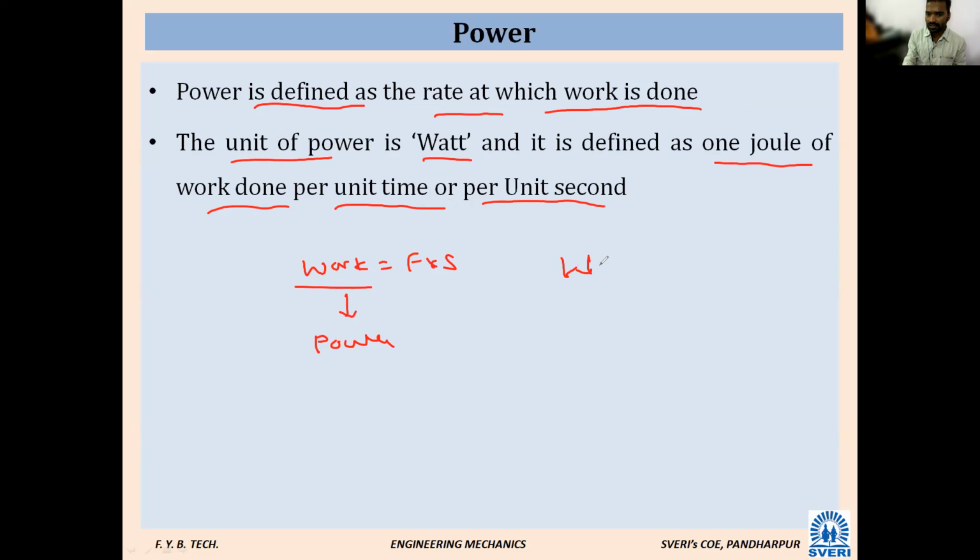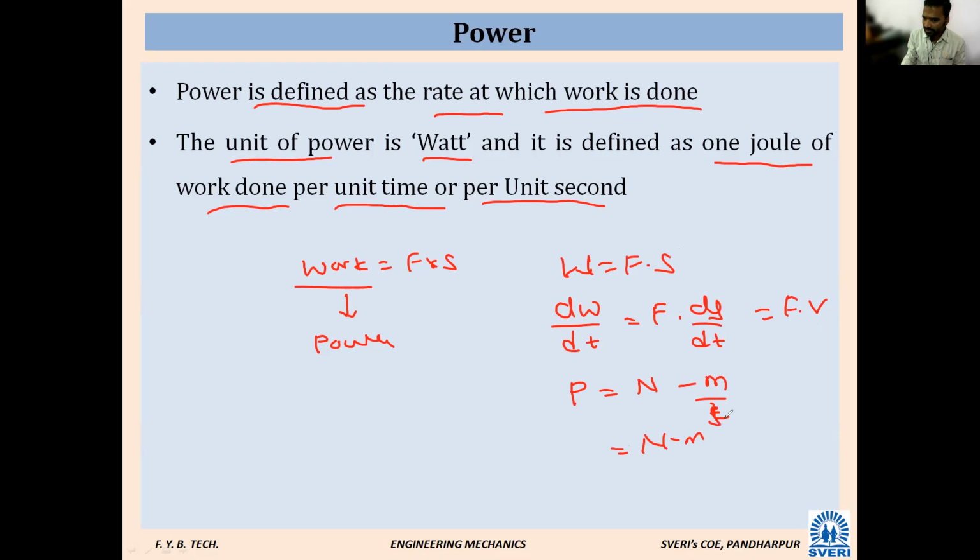So if you take W is equal to F into S, then dW by dt is equal to F, constant force, I will take outside, so ds upon dt. That is power, and force is in Newton, distance is in meter divided by time t. Okay, you can take here F into V also, ds by dt is V. This is Newton meter, this time is in second. So this is the unit for power, and this Newton meter per second is also called watt. Okay, watt directly he has taken.